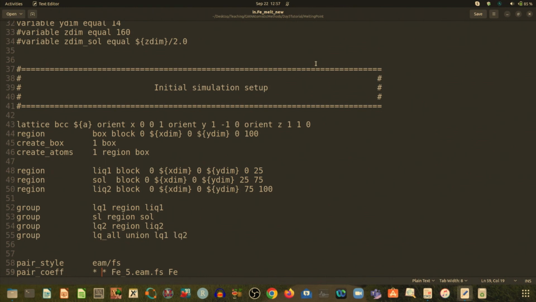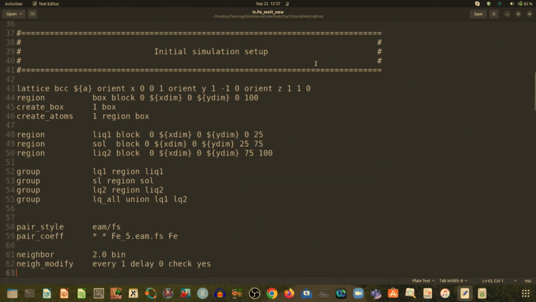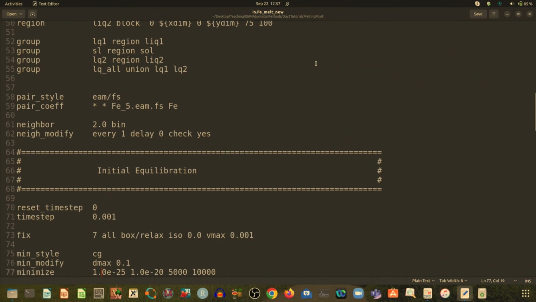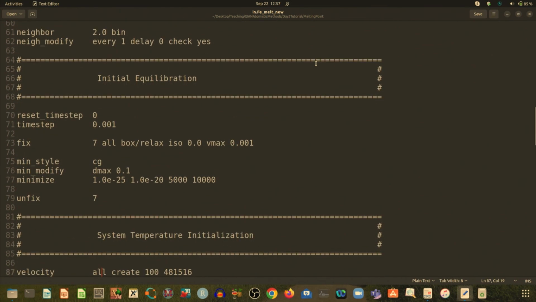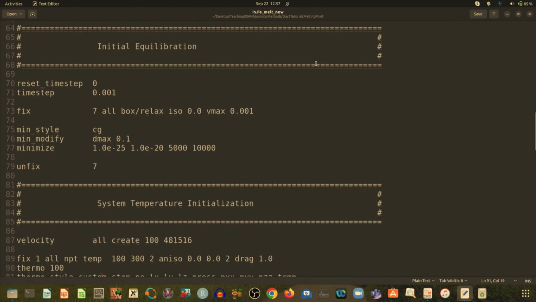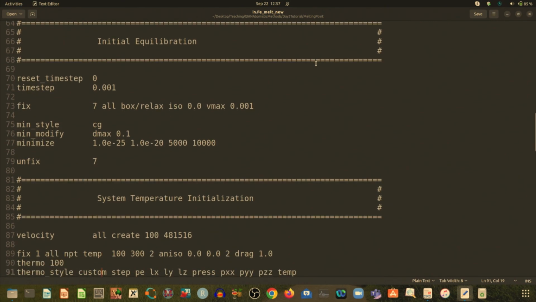Okay, so I think the groups are names for these regions, and we use EAM potential, and we give the neighbor information, and up to this I think it is the same as what we did. You give the time step reset to 0, and then you have a fix which is ISO and Vmax is given, and a conjugate gradient minimization is done, and there are minimization parameters, and then you undo this fix.